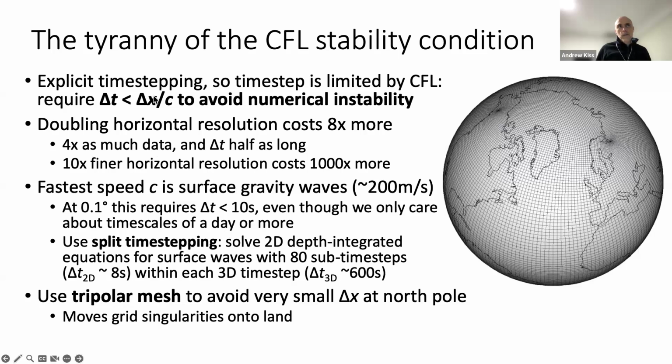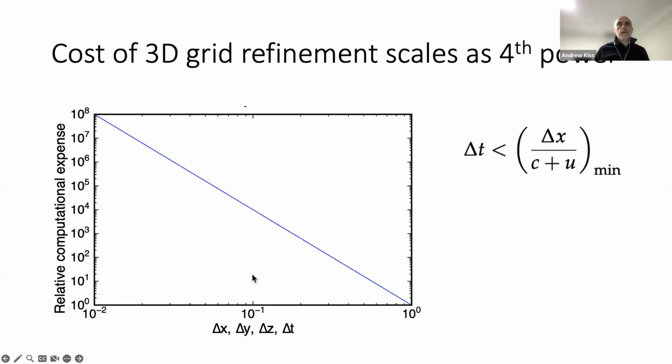Also, we don't want our grid cells to get very small. If we have a grid which is just latitude and longitude, obviously it goes to 0 spacing at the North Pole, which is a problem. So we use these unusual kinds of grids, which actually have 2 poles in the north, and we put them on land because we don't need to simulate the land. Then we don't have any singularities in the ocean. So there's a whole lot of different tricks to get around this condition.